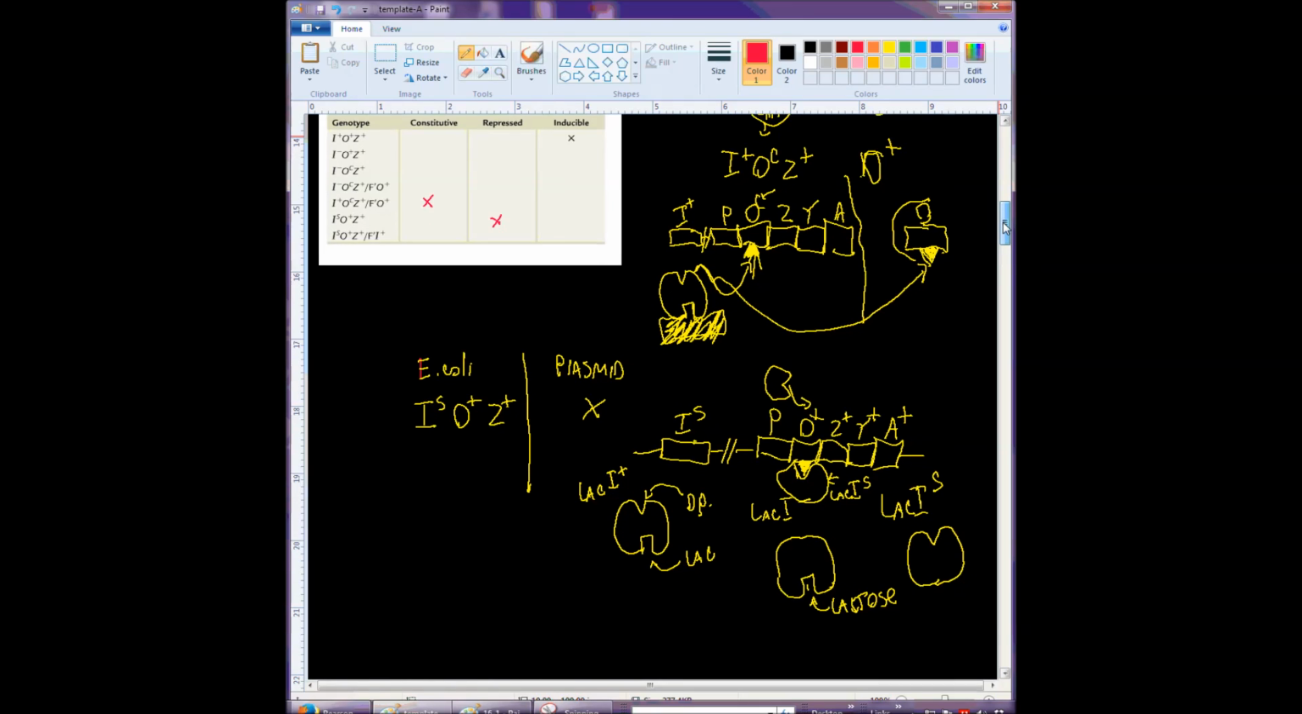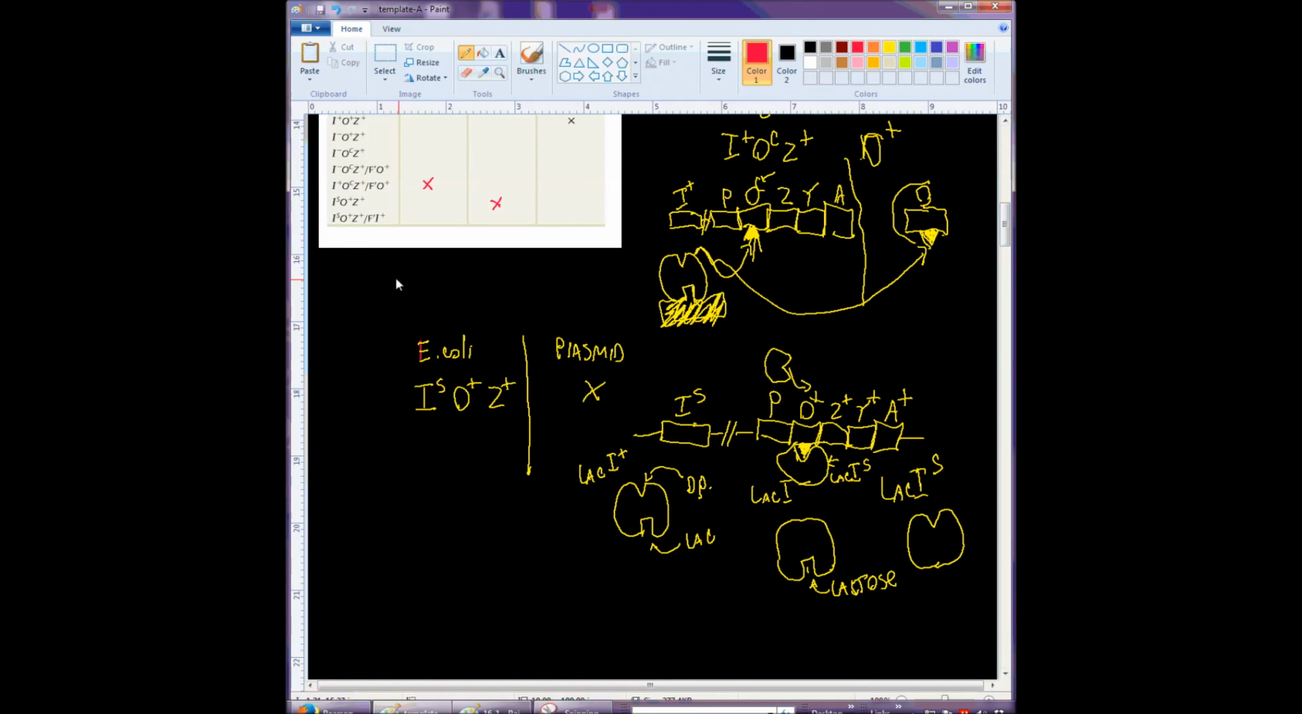So what about this next genotype right here? It is the same thing, except now we're going to add something to the E. coli cell. We are going to add the plasmid, and we are going to put a normal copy of the lac I repressor. So give me my pen. There, okay, there I go. I plus. Okay. So what's going to happen now?